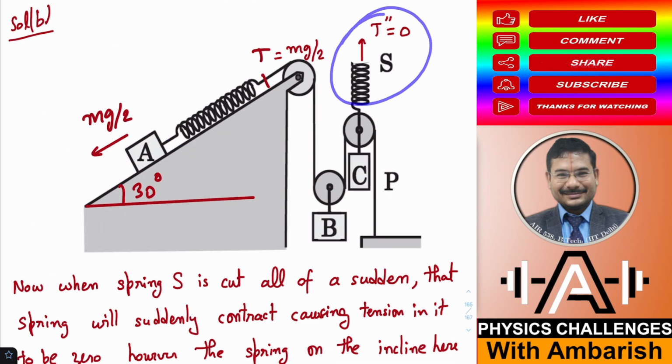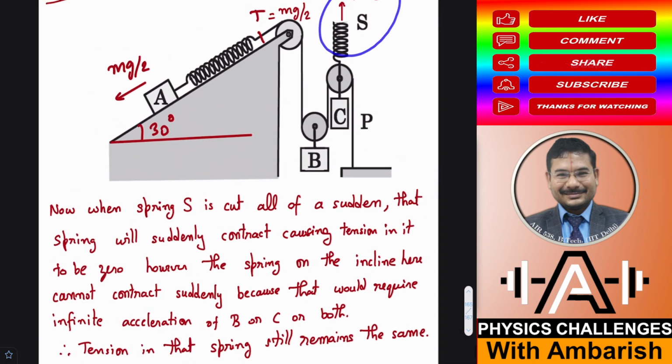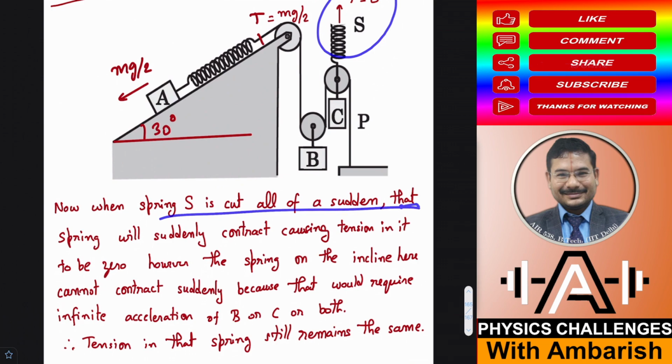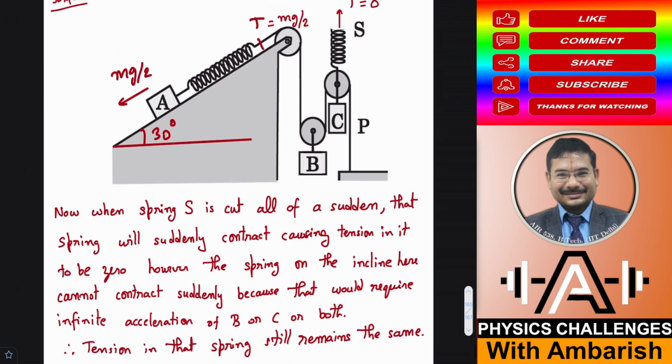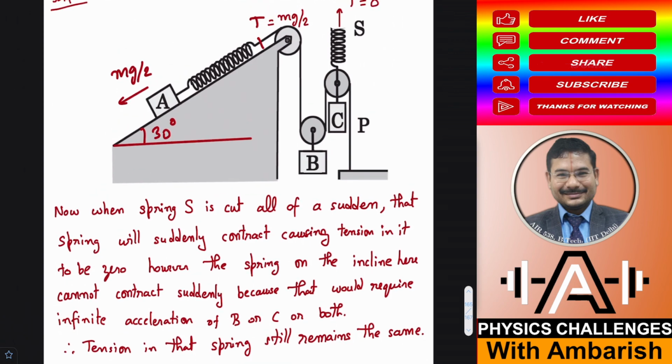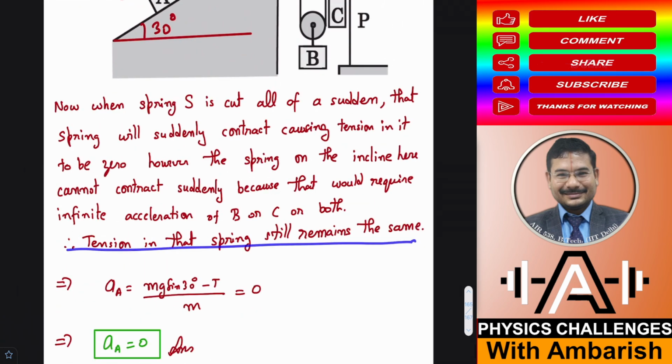Whereas this spring can contract all of a sudden because no massive objects need to move for contraction of that spring, right? So when spring S is cut, that spring will suddenly contract, causing the tension in it to be 0, whereas the spring on the incline cannot contract suddenly because that would require infinite accelerations of B or C or both. Okay, so these are massive objects and they cannot suddenly accelerate. They cannot change their position all of a sudden. So tension in that spring will still remain the same because it cannot change its length all of a sudden, right?